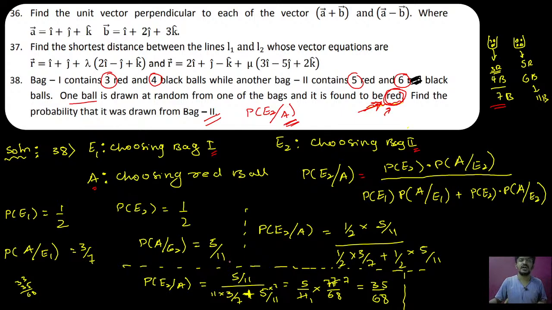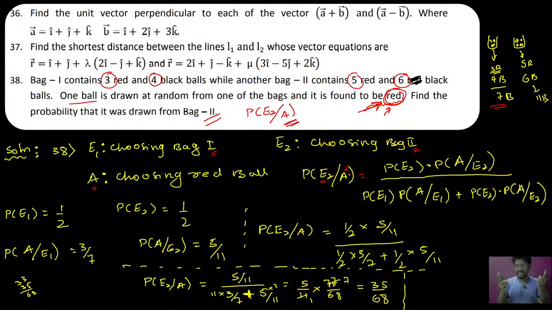But now what we have to find? We have to find the probability of the red ball, it should be from bag 2. Probability of the red ball, it should be from bag 2. That means here already you have the red ball in your hand, and now you have to find the probability that it should be from E2. So for that, probability of E2, given A, that means red. So for that, what happens?